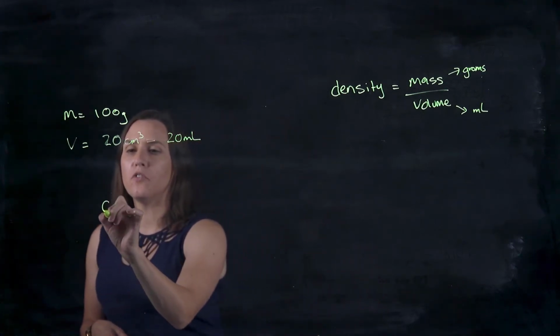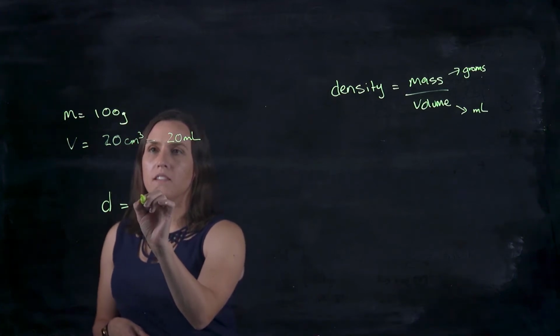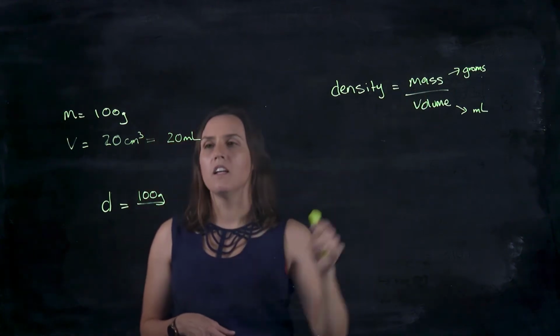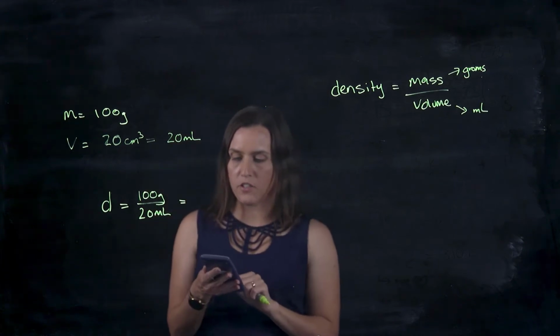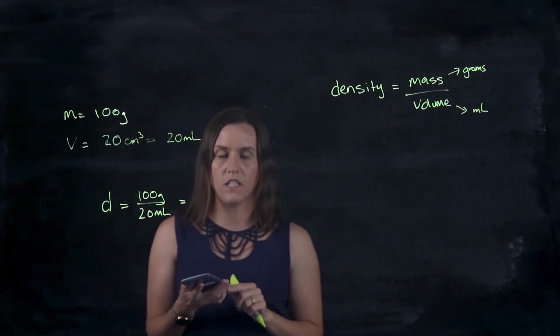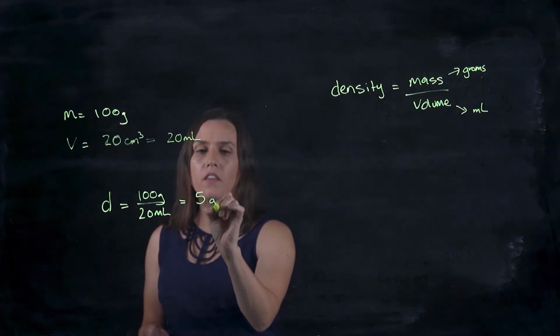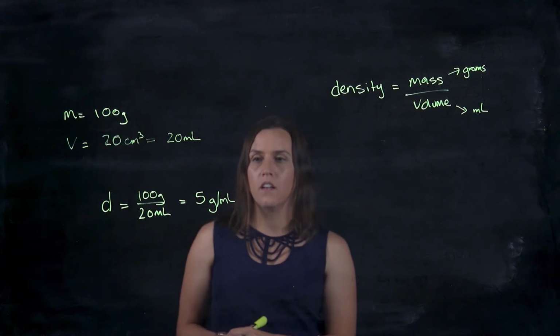So now putting it into the formula, density is your mass, which is 100 grams, divided by the volume, which is 20 mil. So 100 divided by 20 gives me 5. So my density would be 5 units, grams per mil. Okay.